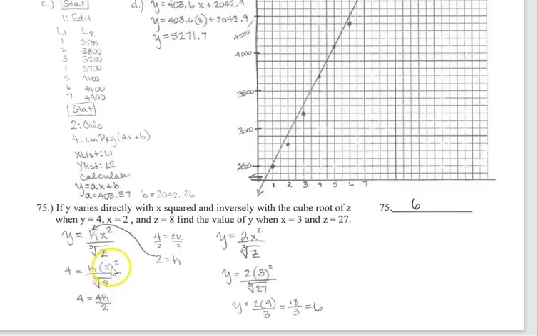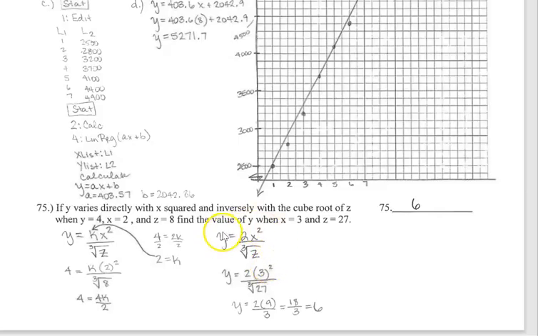All right, so I'm going to get 2 squared is 4, so 4k here, and then down here, cube root of 8 is 2. So 4 divided by 2 would be 2k, so I'm going to have 4 equals 2k, divide both sides by 2, and I'll get k equals 2. So let's put 2 right there in the place of k, and now I've got my equation, y equals 2x squared over the cube root of z. So here's that equation right here.